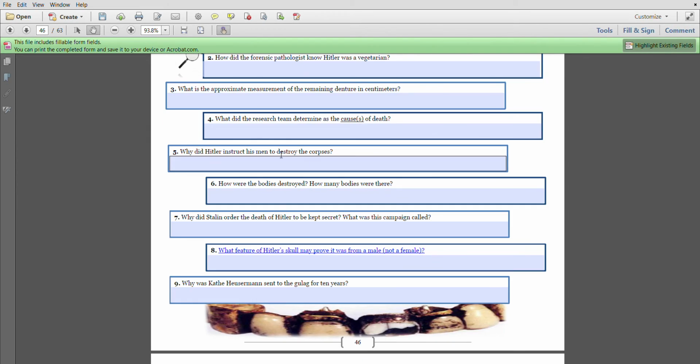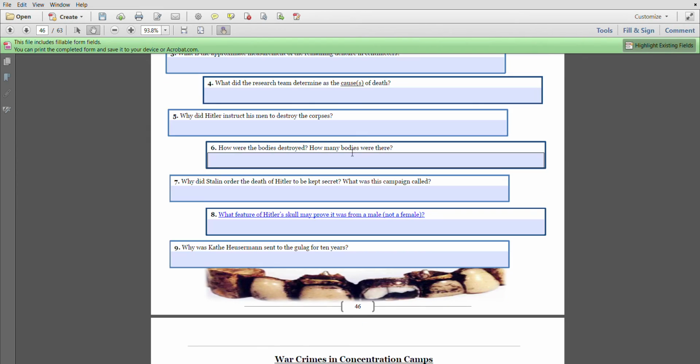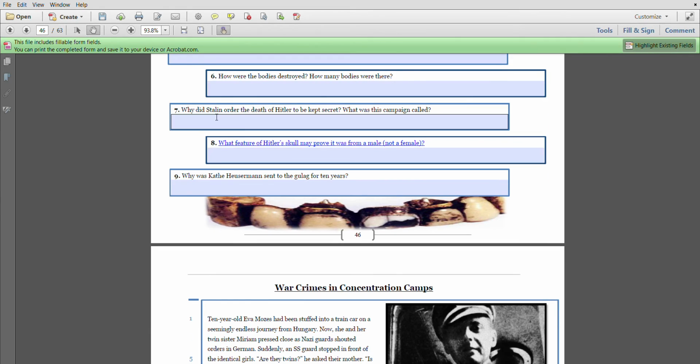5. Why did Hitler instruct his men to destroy the corpses? 6. How were the bodies destroyed? How many bodies were there? 7. Why did Stalin order the death of Hitler to be kept secret? What was this campaign called?